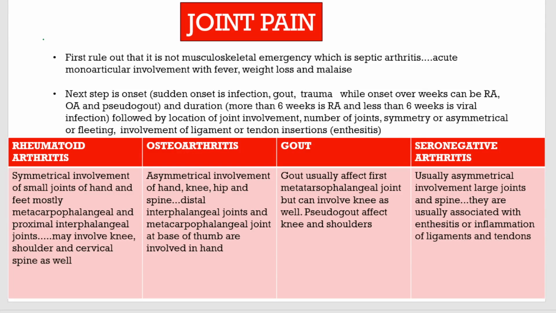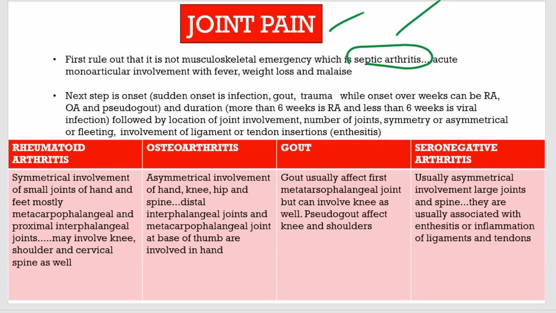Today we will discuss history taking from a patient presenting with joint pain. The first thing we will do is rule out septic arthritis. If the patient has acute onset of joint pain with fever involving just one joint, it points mostly towards septic arthritis, because that is an orthopedic emergency.